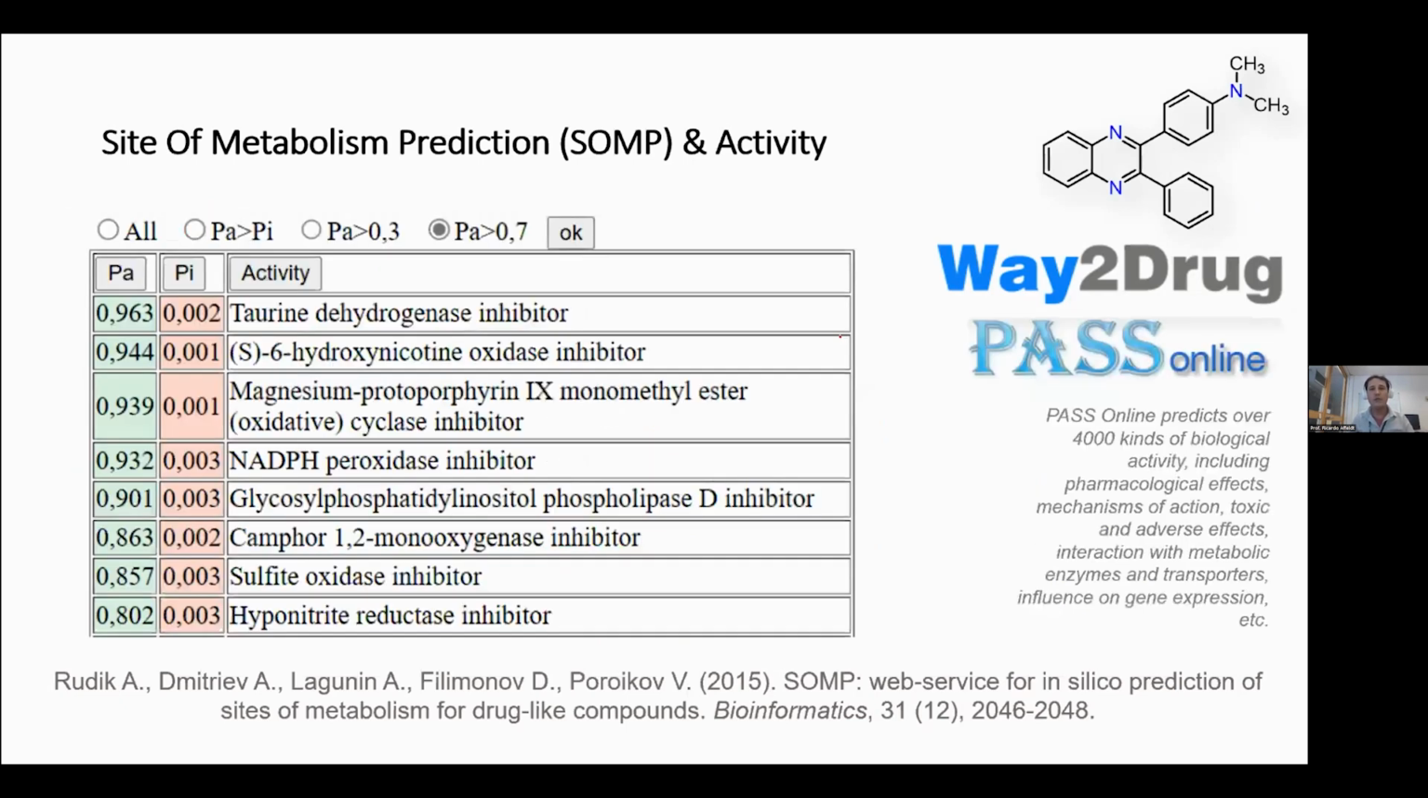And when we go to the prediction of activity with the PASS Online tool, those results really are together, because most of the compounds where we see activity against some enzymes are related to oxidation and reduction processes, which is strictly related to the groups we have in the organic molecule. For instance, here NADPH peroxidase inhibitor, phospholipase inhibitor, monooxygenase, and so on.